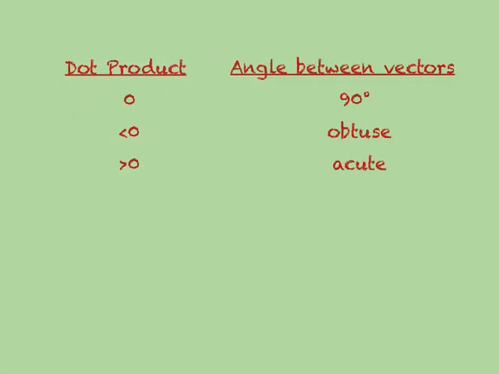So to put all of that together, how do we interpret our dot product? If it's 0, the vectors are orthogonal, creating a 90-degree angle. Less than 0, obtuse. Greater than 0, acute.